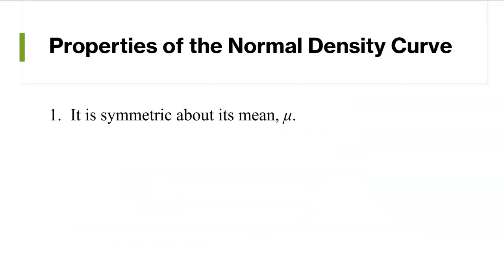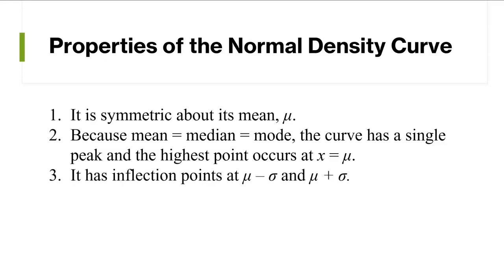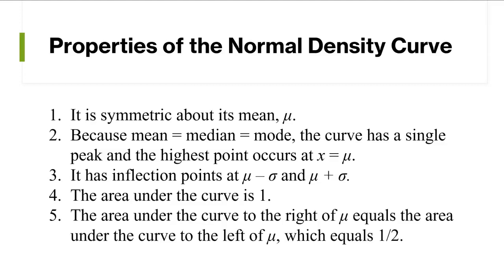And so some properties of the normal density curve: it is symmetric about its mean. Remember, the mean is right in the middle. That's your highest point. In a normal curve, the mean, the median, and the mode are all the same. The curve has a single peak, and the highest point occurs at the mean. It has inflection points at the mean minus sigma and the mean plus sigma, which we just saw in the previous slide. The area under the curve is still 1, all right, because this is a continuous probability distribution.